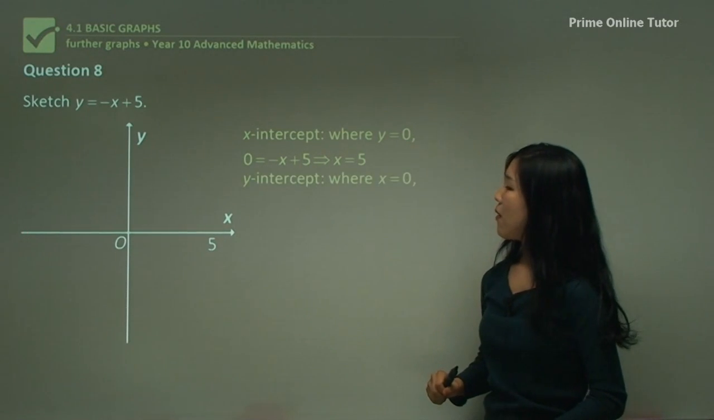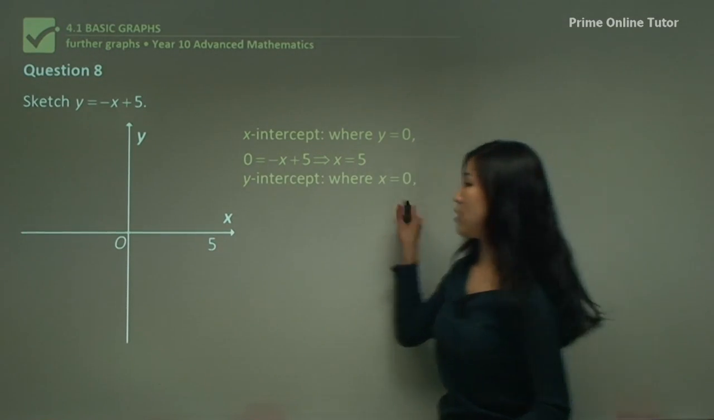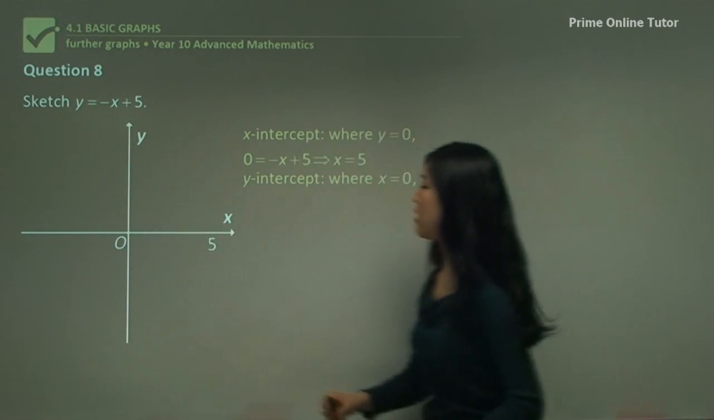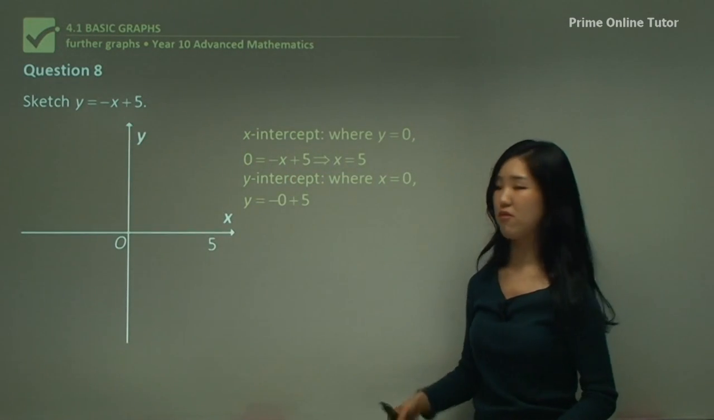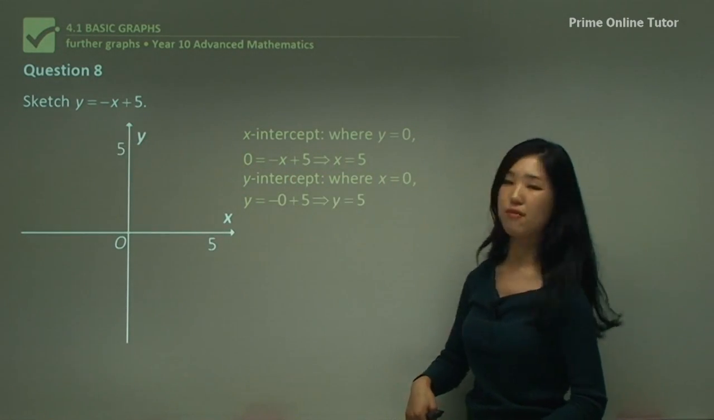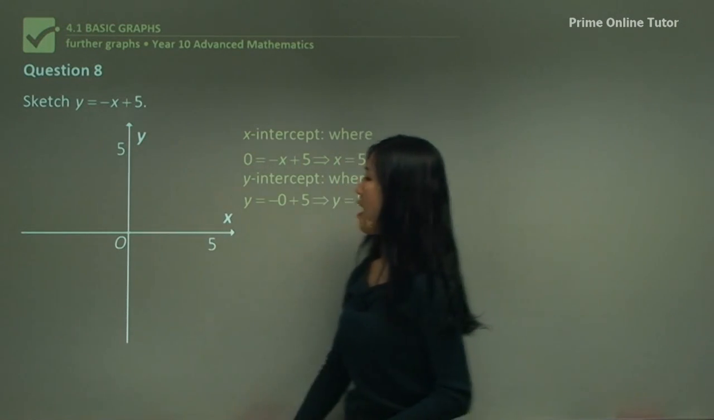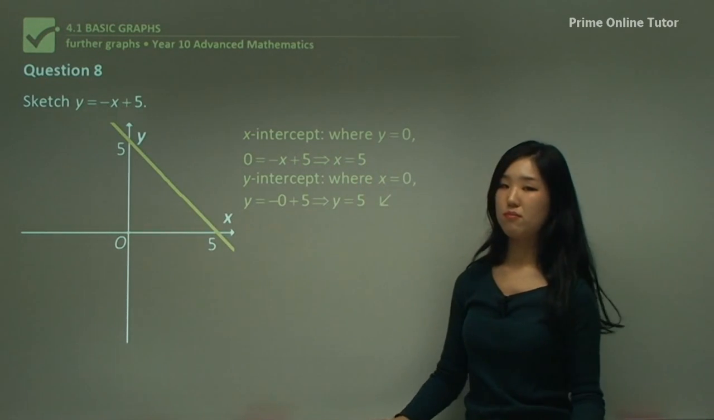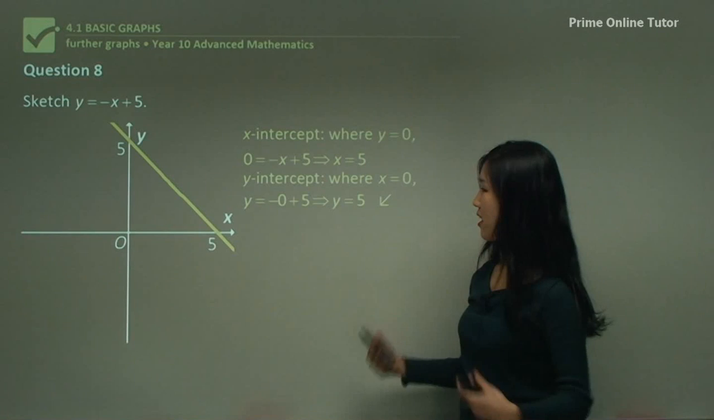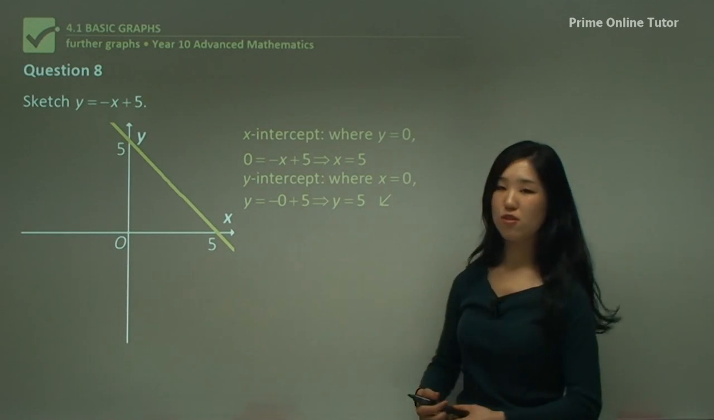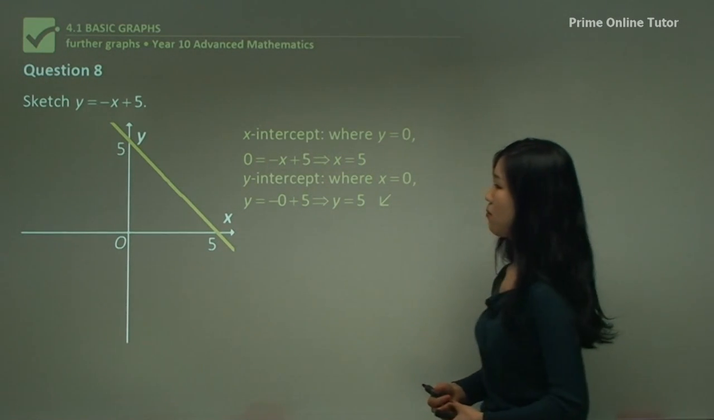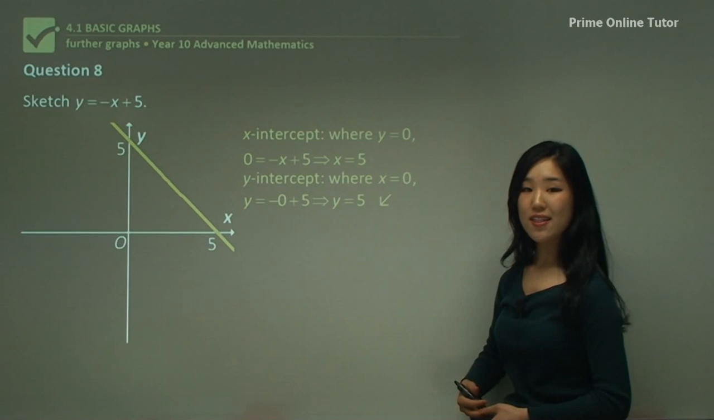Now y-intercept, sub in x equals to 0, you'll have y equals to negative 0 plus 5. It's just 0 plus 5, which is 5. So you plot that in and join it. Okay, so I think this is getting very repetitive now, so you should get the hang of this a lot more. Okay, that's question 8.